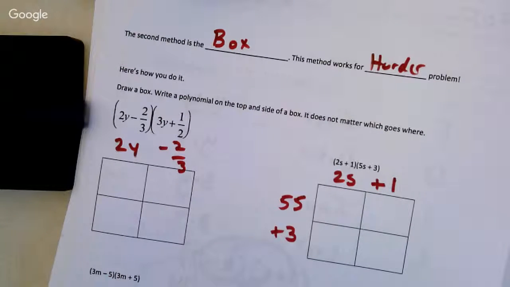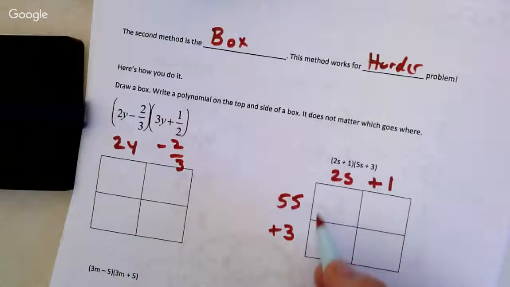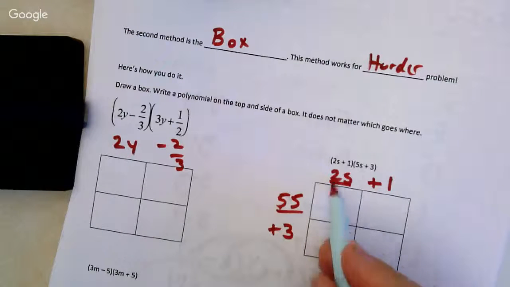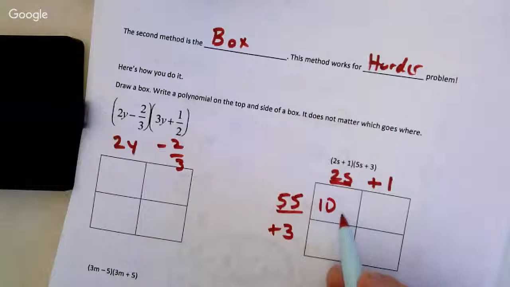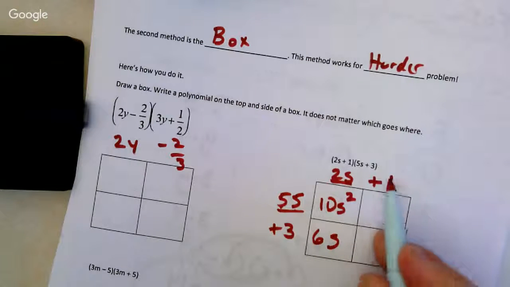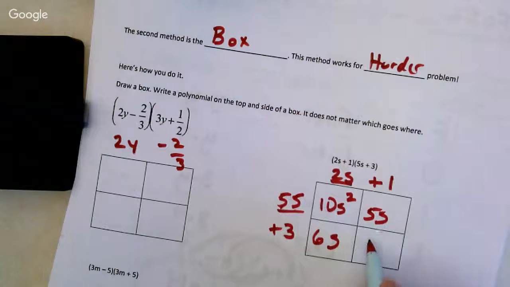So here's what you do. For the box, to figure out what goes in the box, you multiply the two things that make the box. So to get this box right here, you multiply 5s by 2s. 5 times 2 is? S times s is? S squared. Good job. 2 times 3 gives me? And don't forget to bring along the s. 5s times 1 gives me? And 3 times 1 gives me?